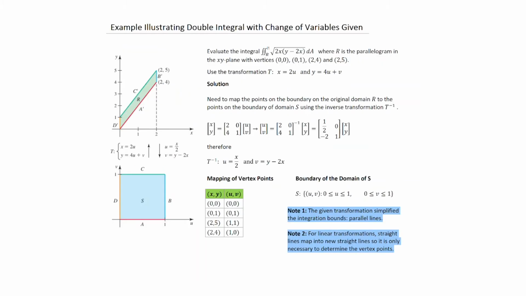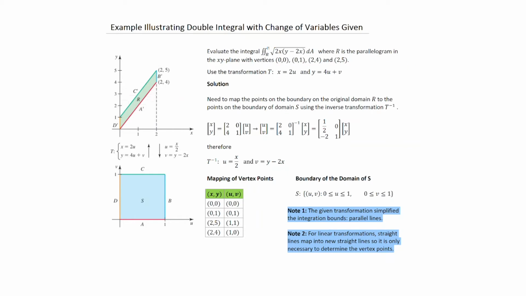Take an example illustrating a double integral with the change of variables given. The objective is to evaluate the integral over region R, integrand being square root of 2x times y minus 2x. R is the parallelogram in the xy plane with vertices (0,0), (0,1), (2,4), and (5,5). And that's basically what you see over here, the picture on your left. So there are your four vertices, and this is what the object looks like.